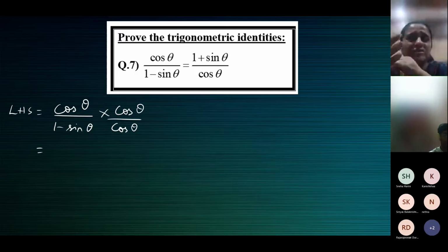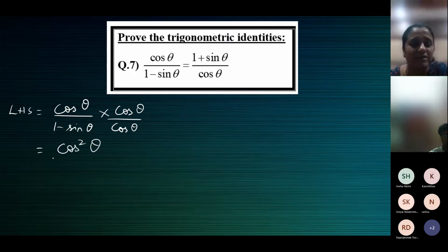It's so simple. It's cos theta by 1 minus sin theta. And it's already in terms of cos and sine. So what to do with that? Multiply both the numerator and denominator by cos theta. So what is cos theta into cos theta? Multiply the numerators, multiply the denominators. Cos theta into cos theta is cos square theta, by cos theta into 1 minus sin theta.